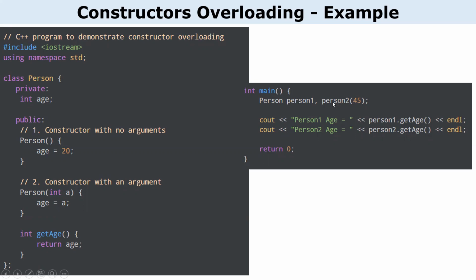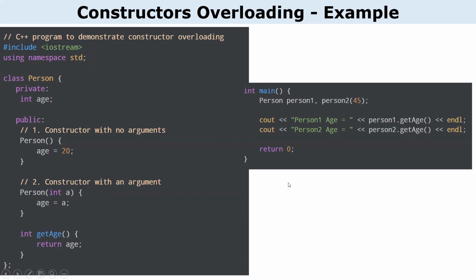Person. There are two objects here, person 1 and person 2. Person 1 is not having any parameters, just an object name there, person 1. Person 2 is having one parameter. That's the way of passing. That is for the second constructor, the parameterized constructor. The first object is the default constructor. The second object is the parameterized constructor.